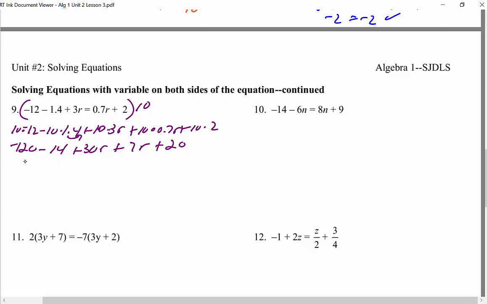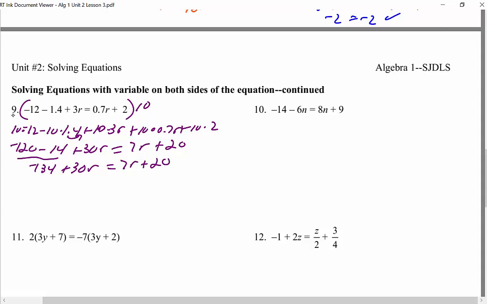Now what can we simplify? Well, we can add these two together. That's negative 134 plus 30r. Whoops, you know what I did? I messed up and dropped my equality sign here. There was an equal right there. Okay, right there. 7r plus 20.